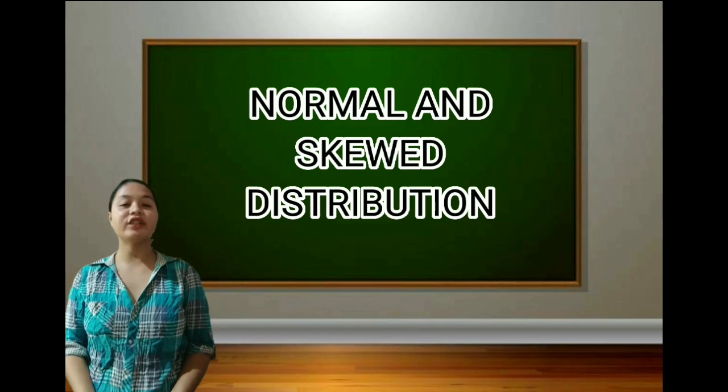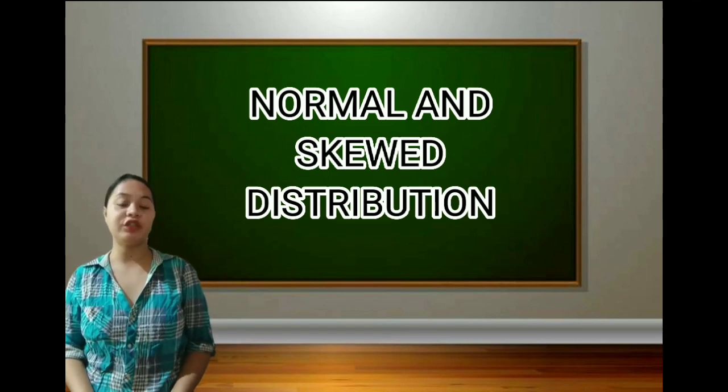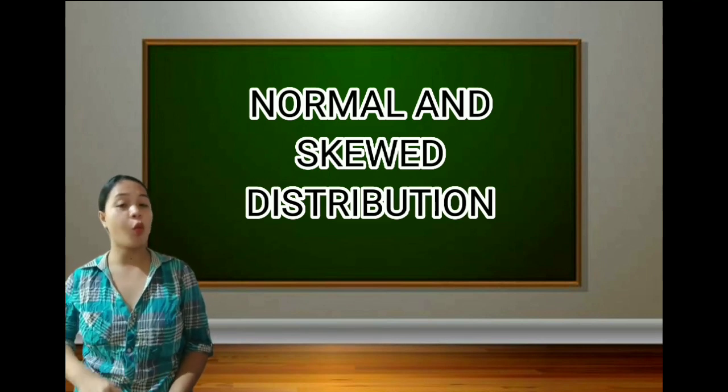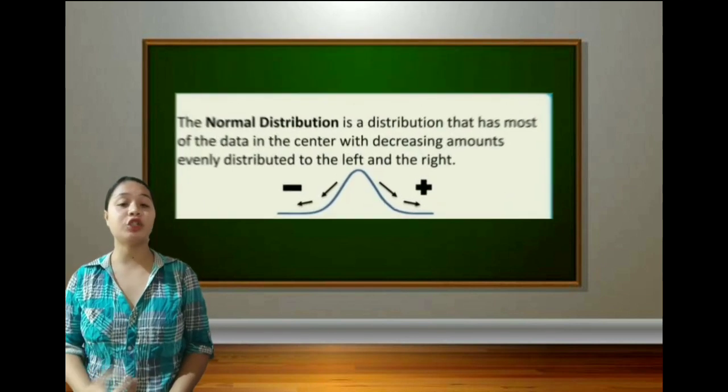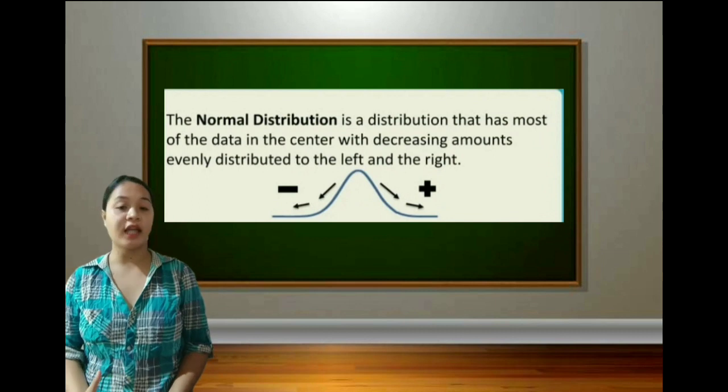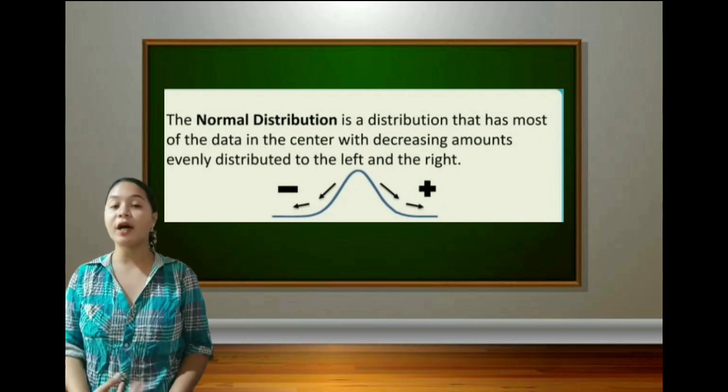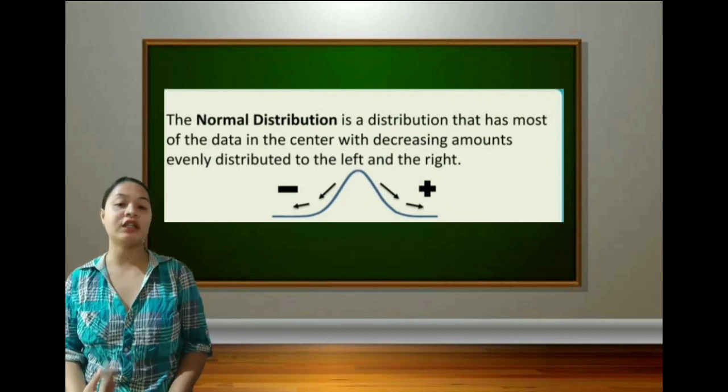Today, I am going to discuss normal and skewed distribution. So first, what is normal distribution? Normal distribution is a distribution that has most of the data in the center with decreasing amounts evenly distributed to the left and the right.